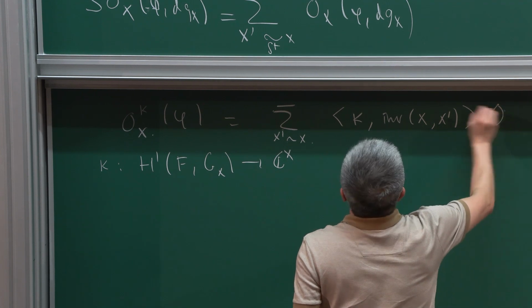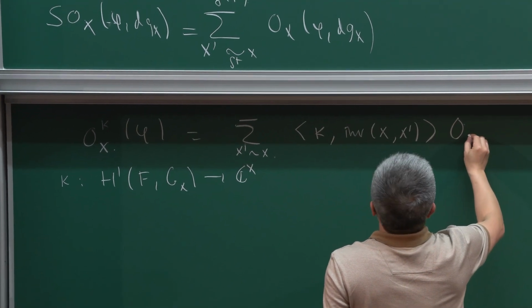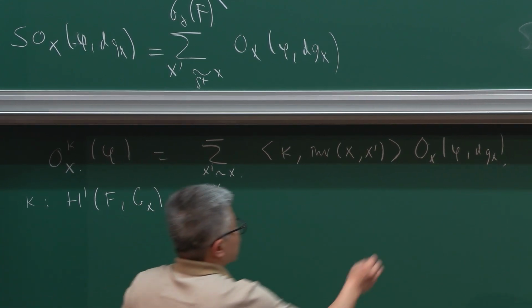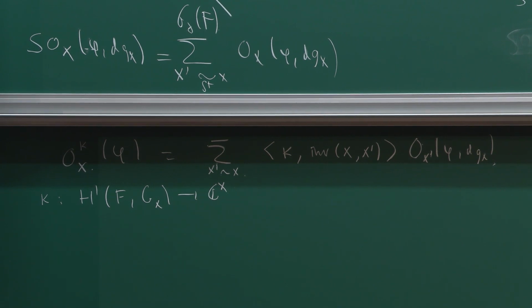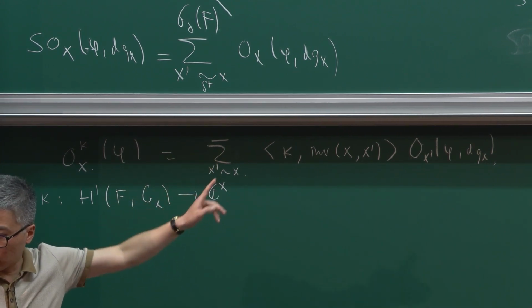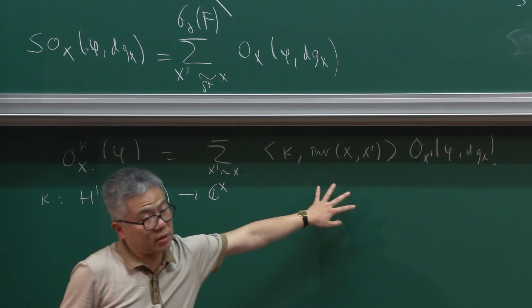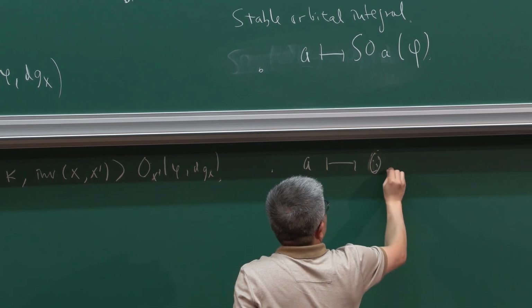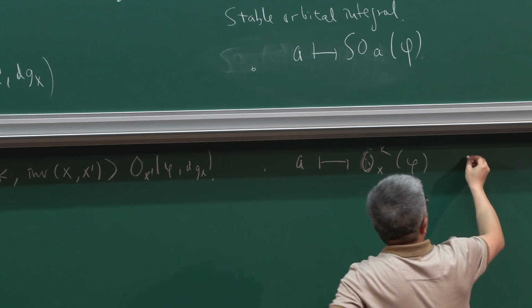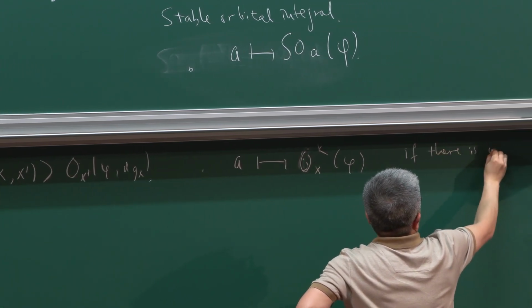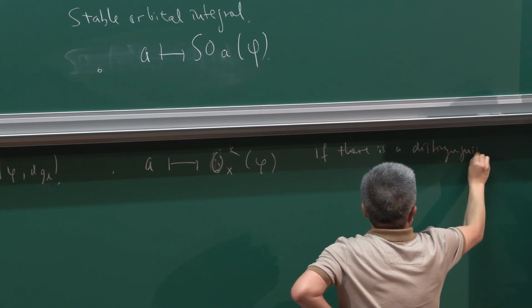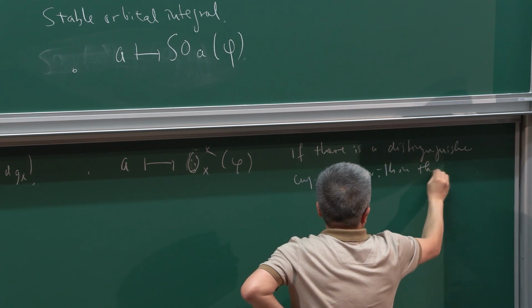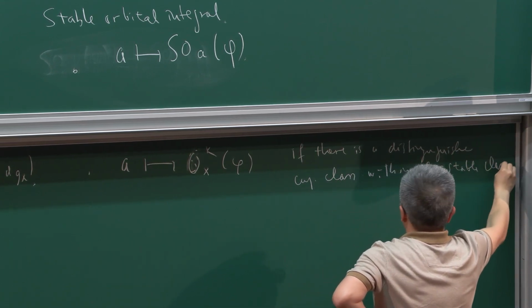And then the orbital integrals of x prime, phi, dg. Sorry? X prime, thank you. And so you really want to see this also as a function of a, right? But you cannot, because if you move from x to x prime, the whole thing is multiplied by these things. So you want to define a as O of x, kappa, phi, if there is a distinguished conjugacy class within the stable class, right? So you can do this.